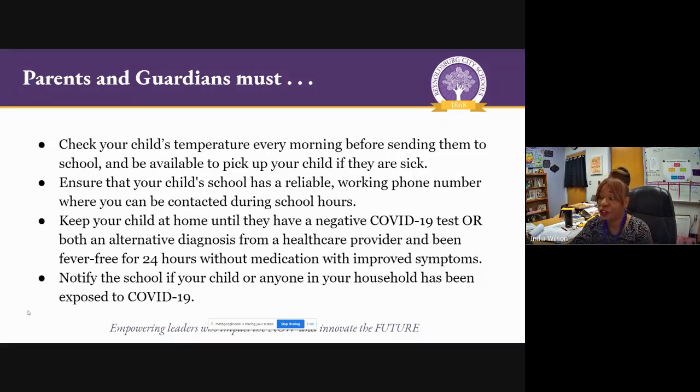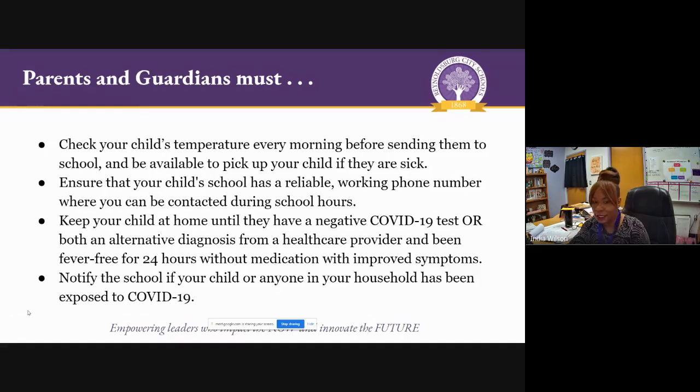Has their number changed? And did you alert the school to that change? Please reflect on that and act accordingly if we need updated information. Keep your child at home until they have a negative COVID-19 test or both an alternative diagnosis from a healthcare provider and been fever-free for 24 hours without medication with improved symptoms.